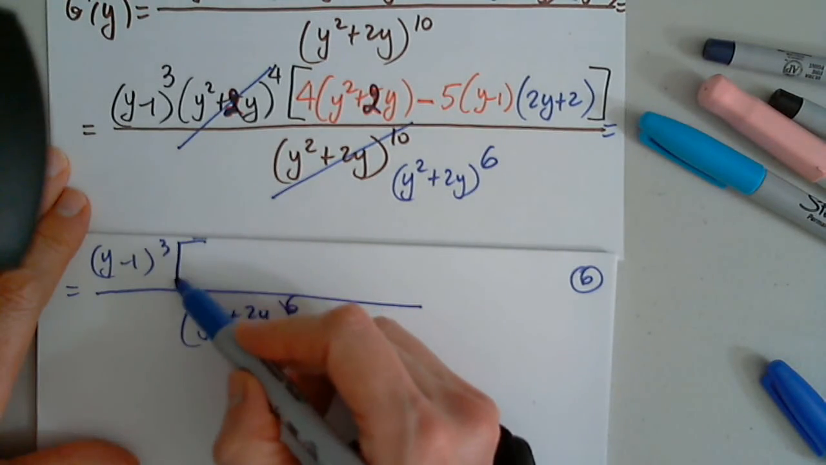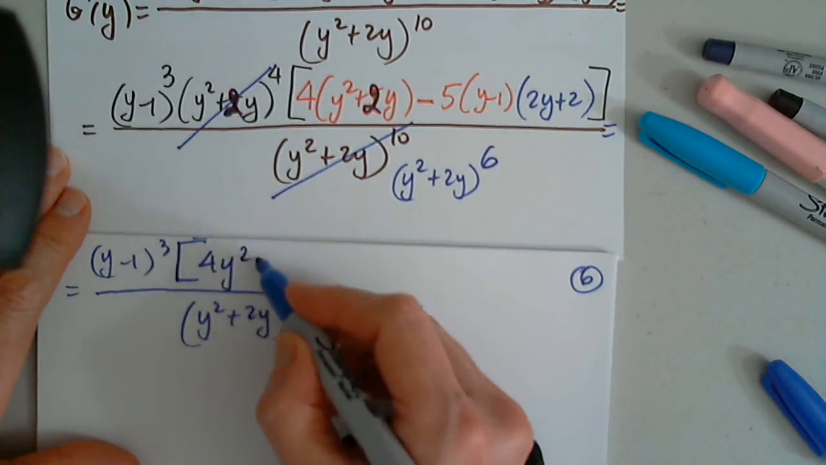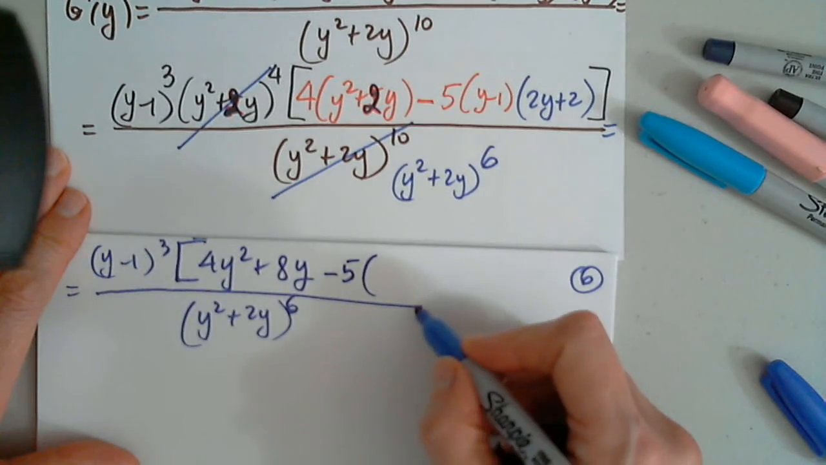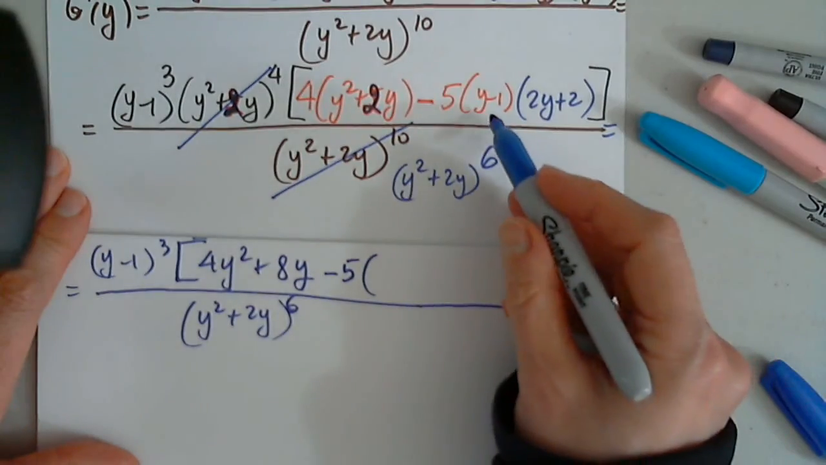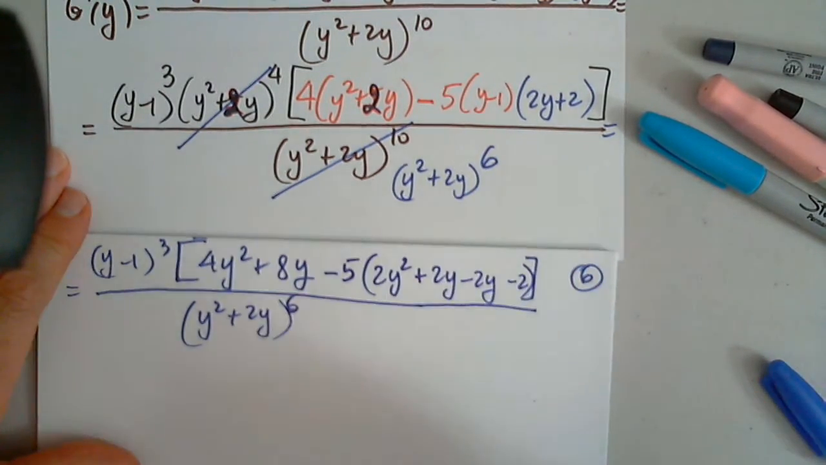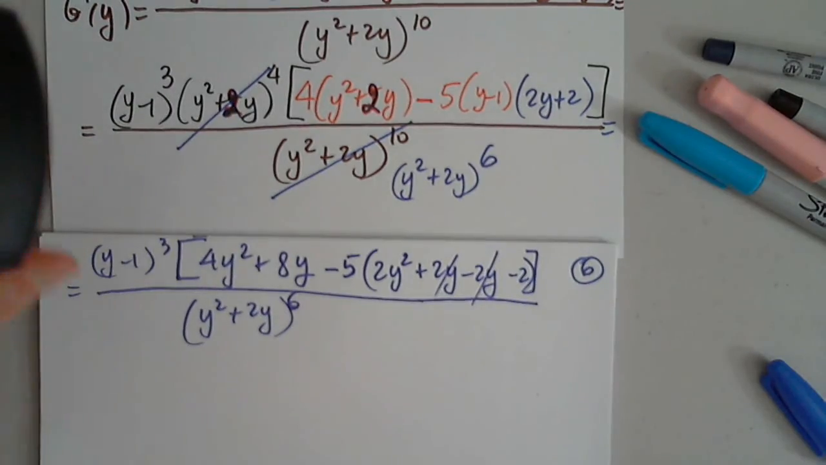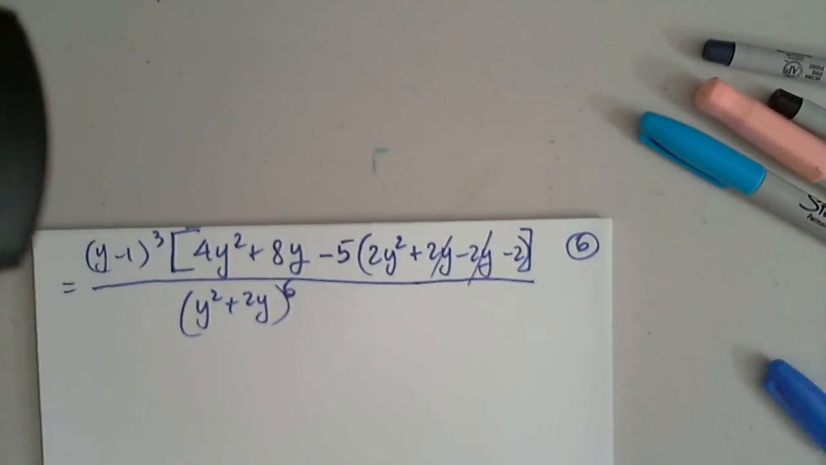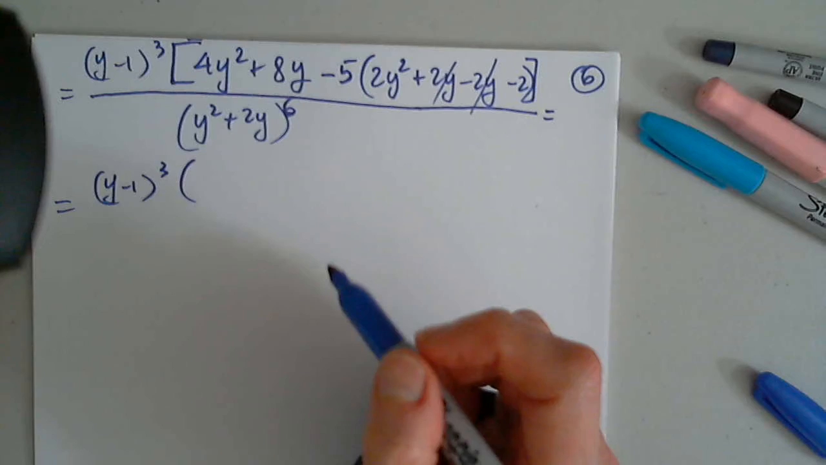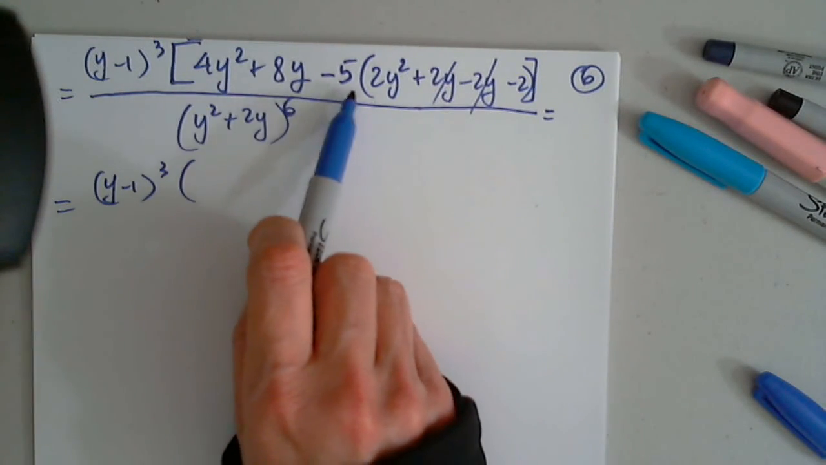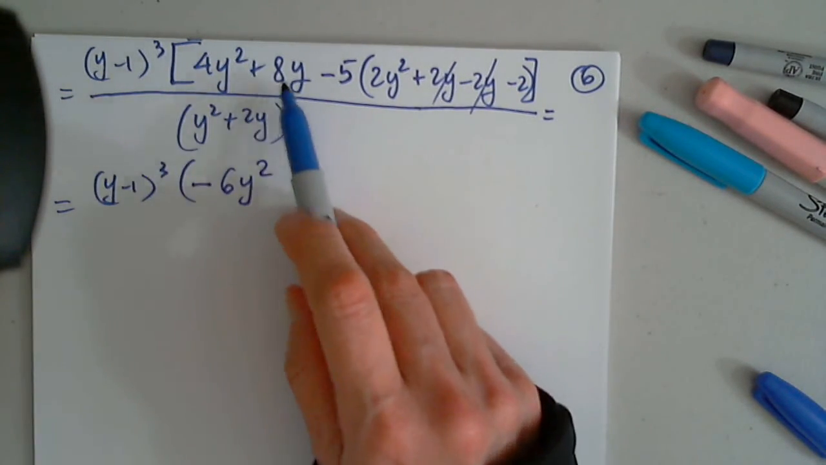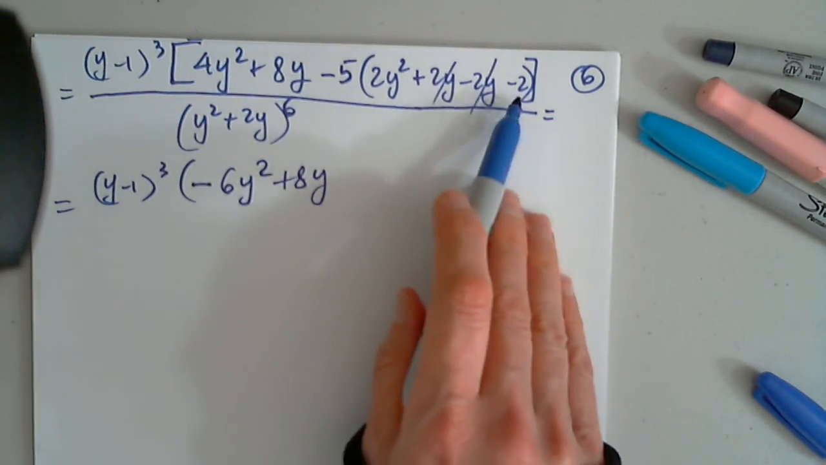And then I'm going to distribute. 4 to y squared, 4 to 2y, -5 for now. Y to 2y, so it's 2y squared plus 2y minus 2y and minus 2. These two will go away. Almost there. It's a lot of work on these problems. Y minus 1 to the third. So 4y minus 10y squared will be -6y squared. And this will be plus 8y. And this will be plus 10.